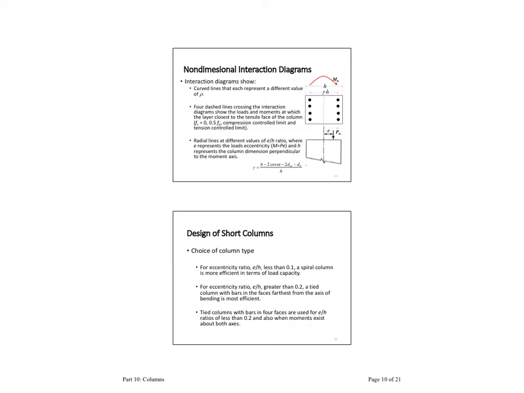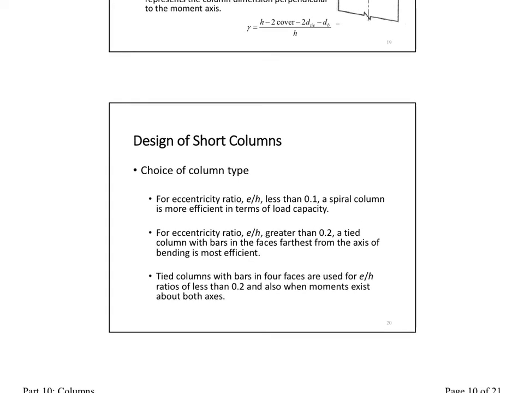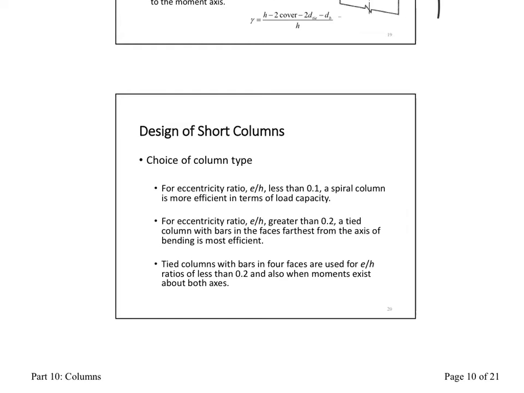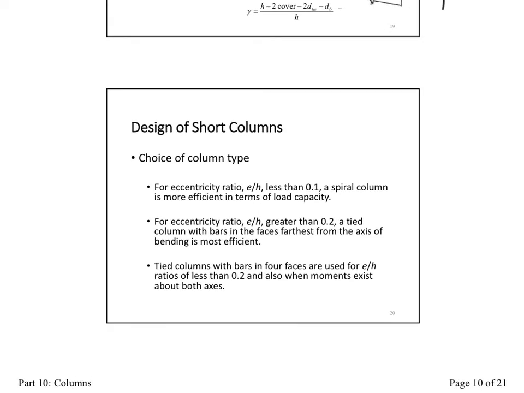So we're continuing with the non-dimensional interaction diagram. We just finished it last time, and we talked about how to calculate the gamma value. Today we're going to go over the design of short columns with a few hints that we have here.